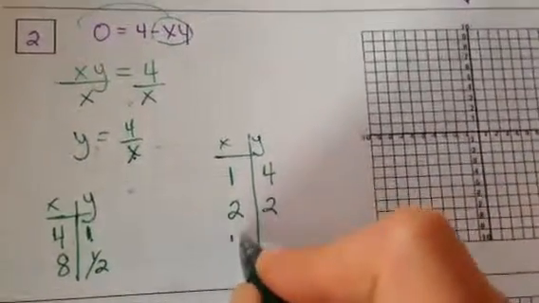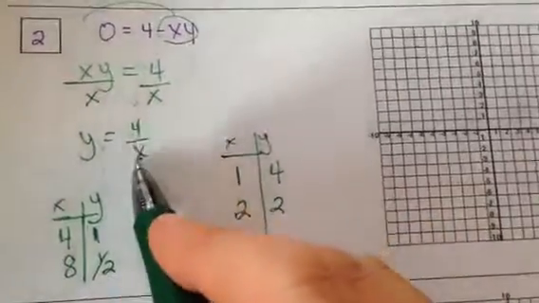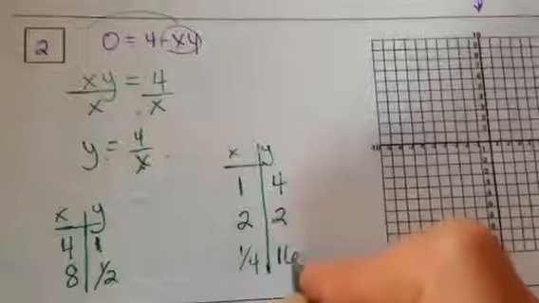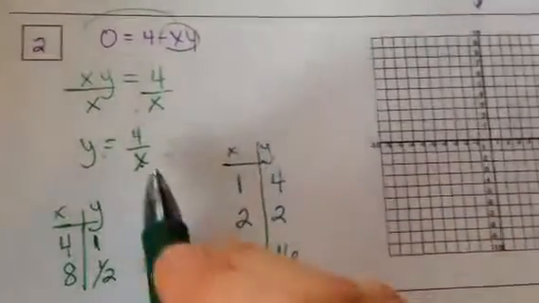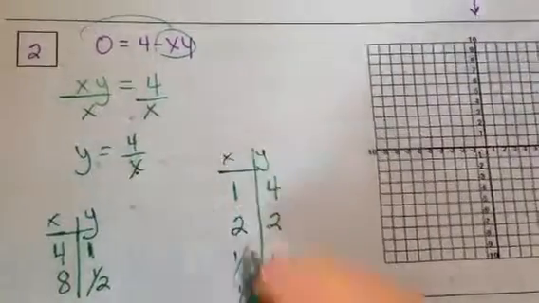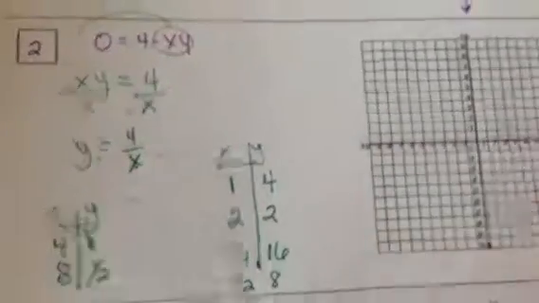What if I plug in a 1/4? 4 divided by 1/4 is 16. If I plug in a half, 4 divided by 1/2 is 8. Is that going to give us enough to kind of see what it's going to look like? Let's plug those in and see.